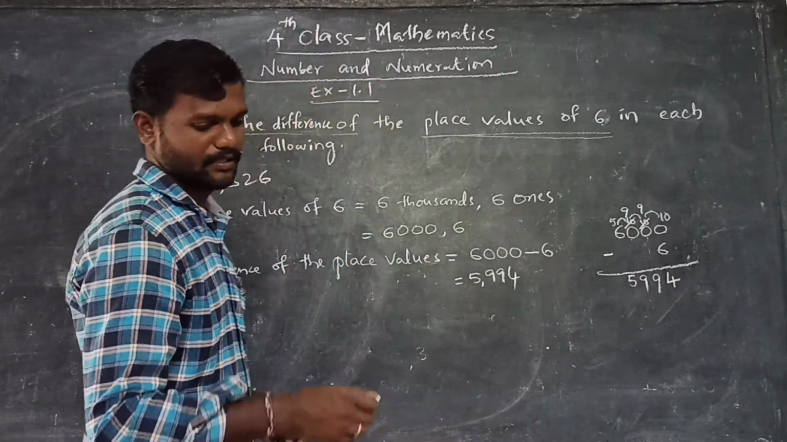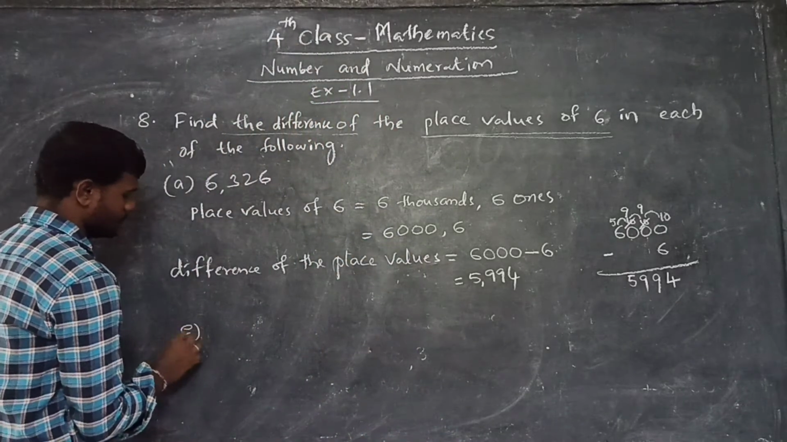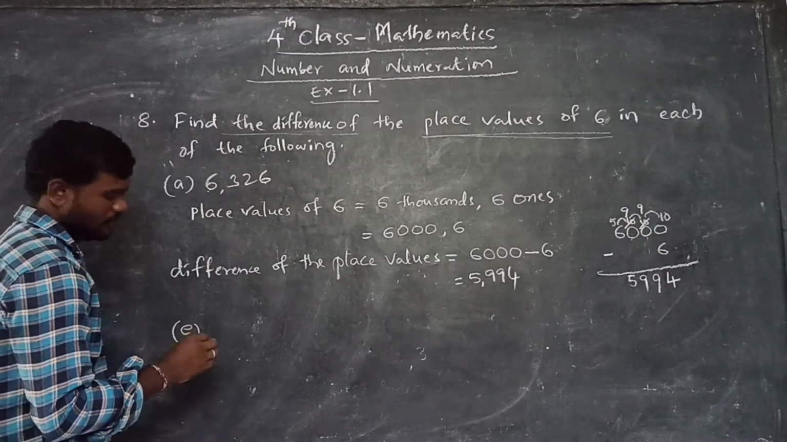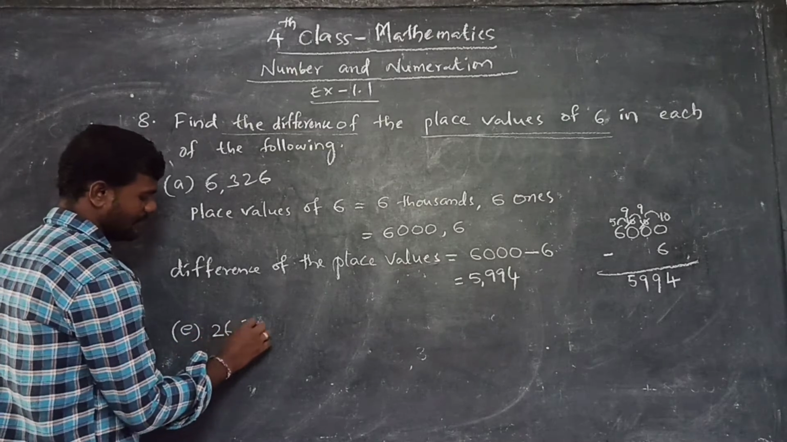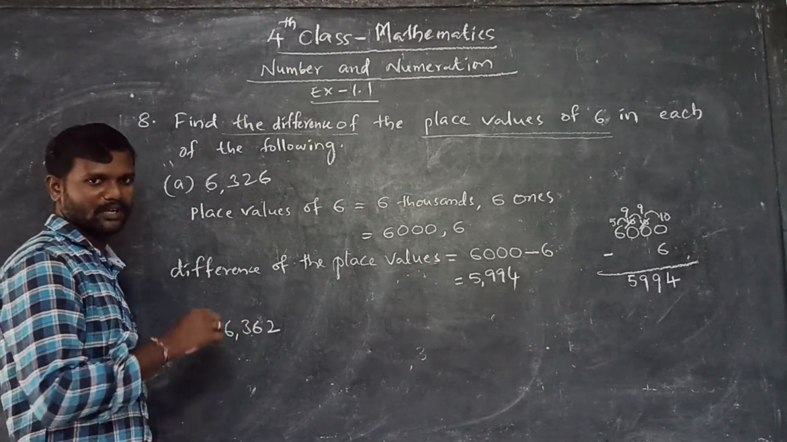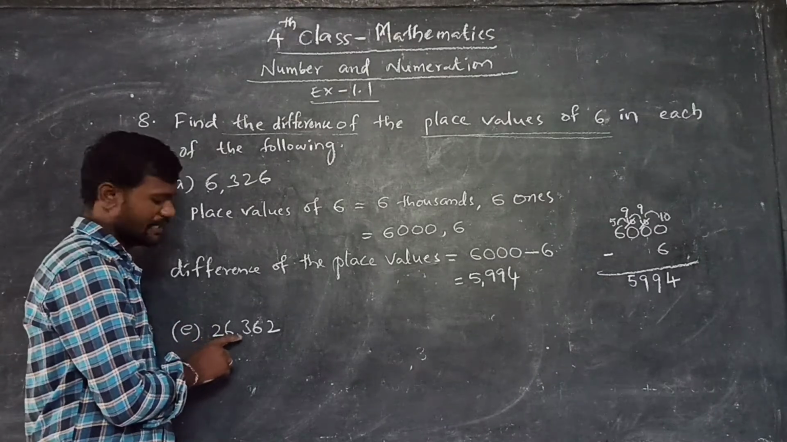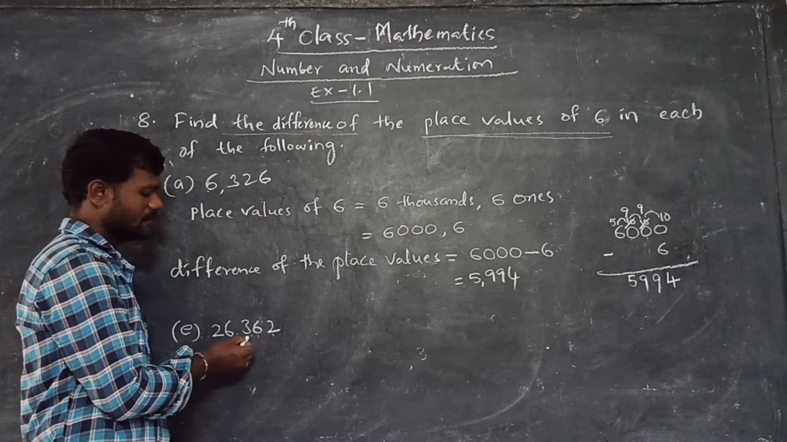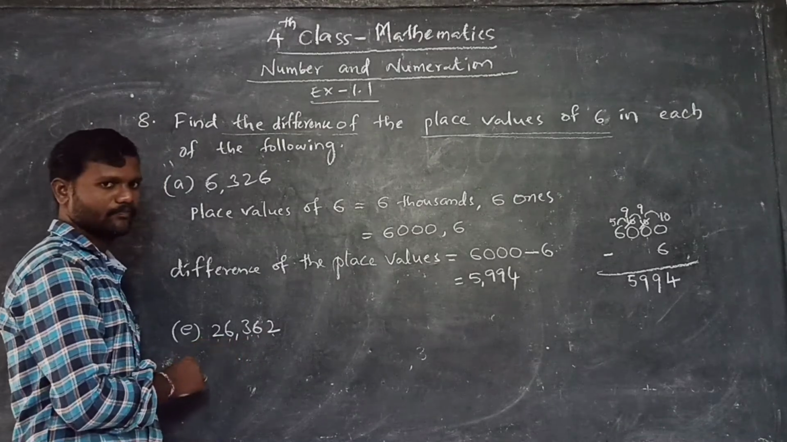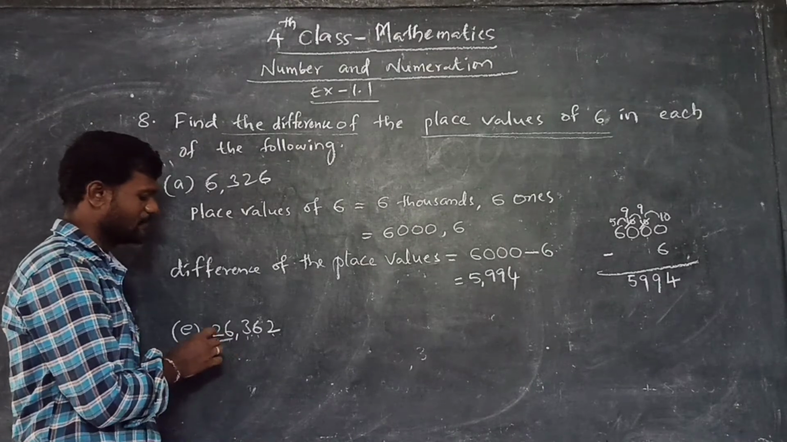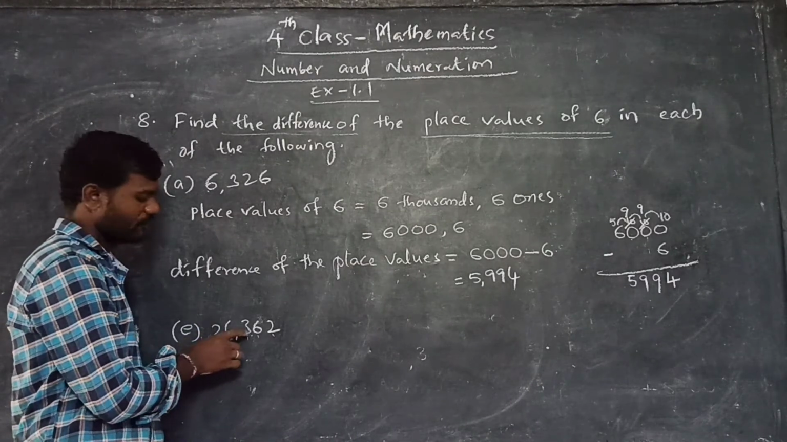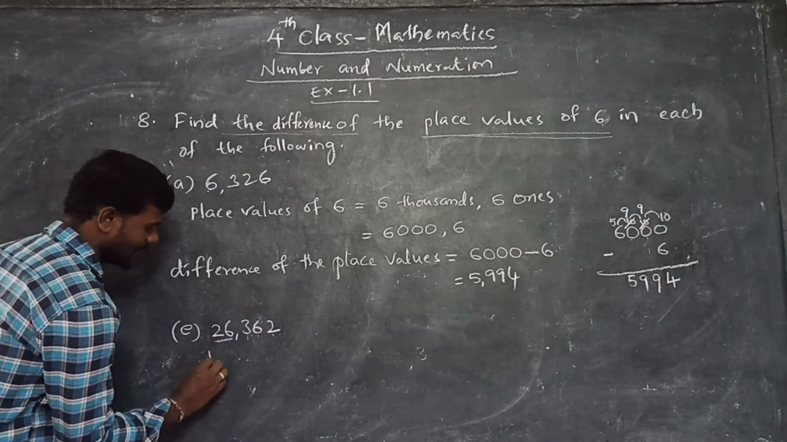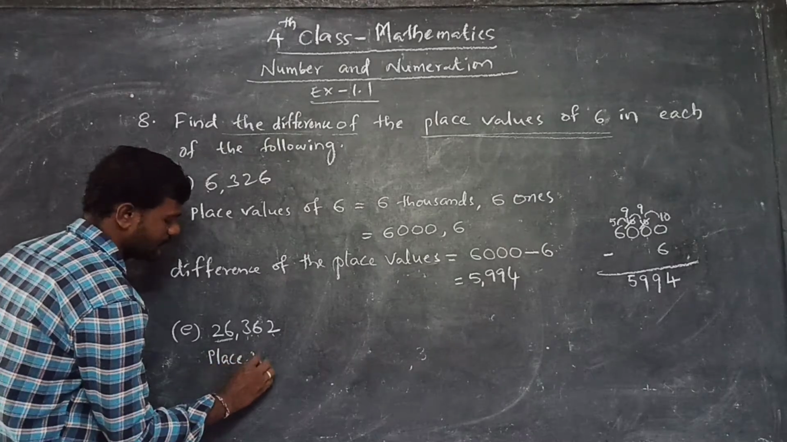Okay. Similarly, I will say E problem. The remaining 3 you do yourself. E. What is E? 26,362. What is this number? 26,362. How can you identify? Ones, tens, hundreds, thousands, 10,000s. So this is the thousands period. 26,362. That is the number. Now first what do we have to write? Place values of 6.